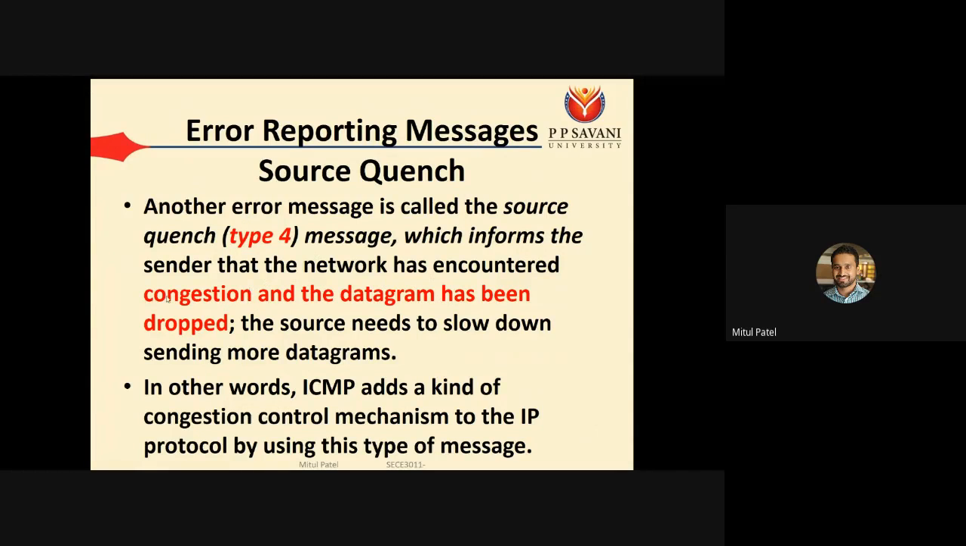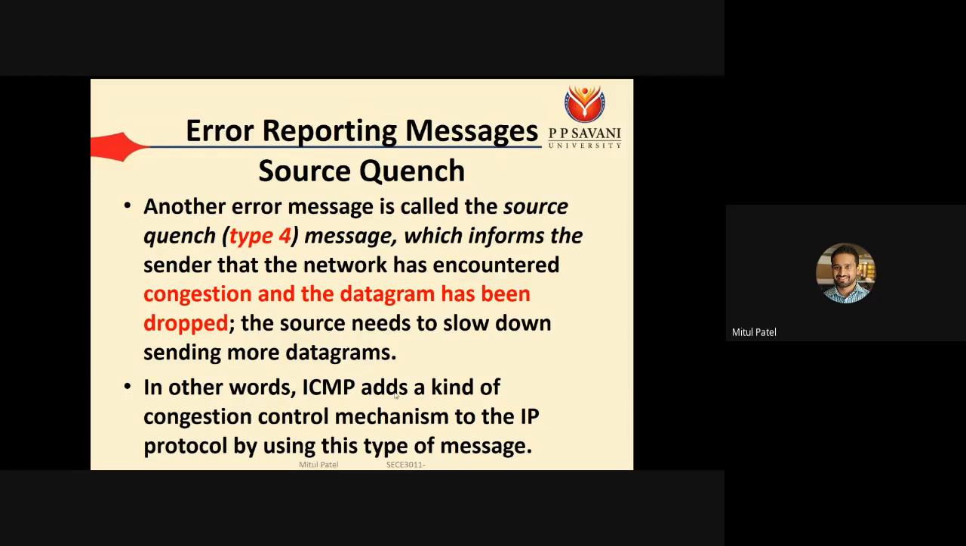If more data than the capacity of the network comes into the network, then it will create congestion. So if congestion has been encountered, then we should inform the source that you should slow down your speed of sending. We have to inform the source that now you should slow down your speed of sending. So for that we can use this type 4 source quench message.